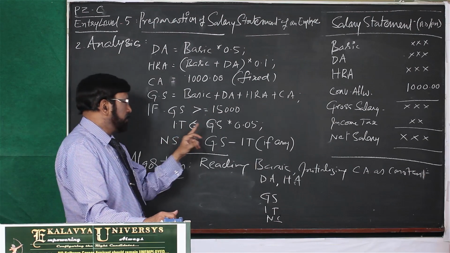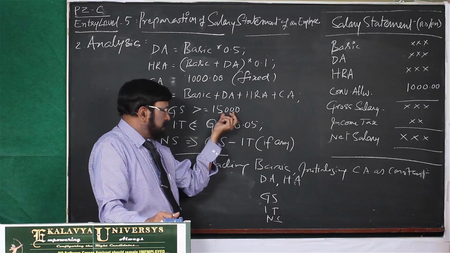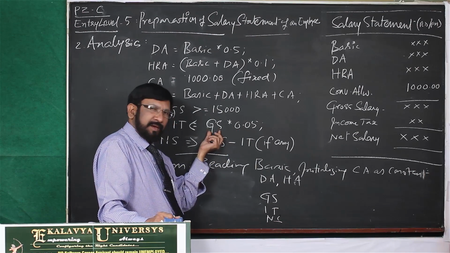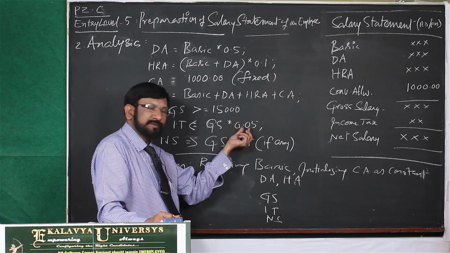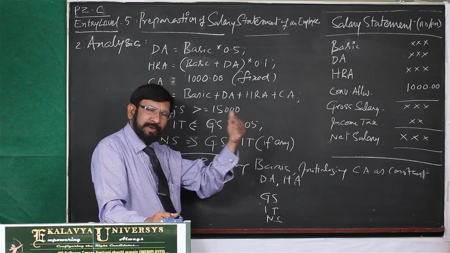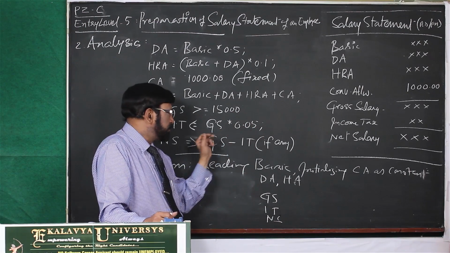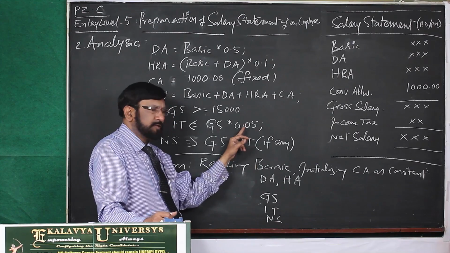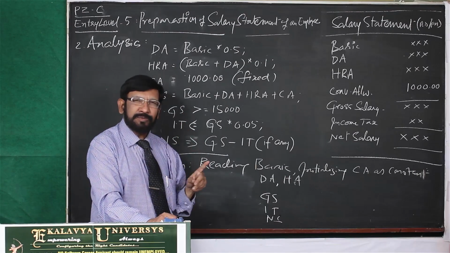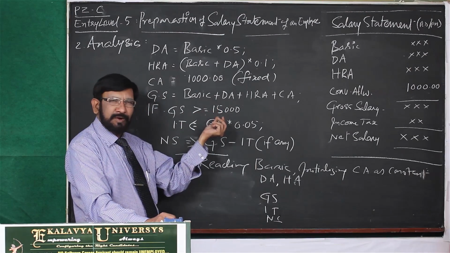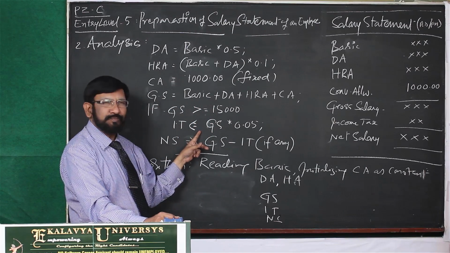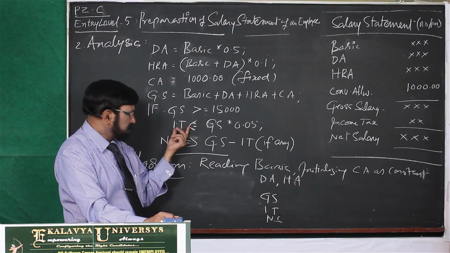And now if salary is 15,000 or more, IT is 5% of the gross salary. 5% means here in C, don't confuse, 0.05. That is, 5 by 100 is nothing but 0.05, gross salary into 0.05. Then income tax we can arrive at. And here one point you must remember, greater than or equal to. What is the other option? Less than. Less than means income tax is 0.